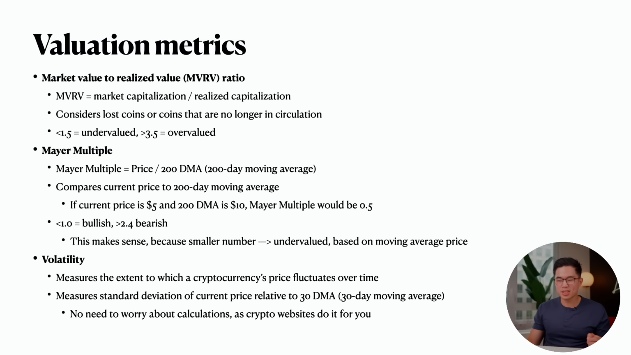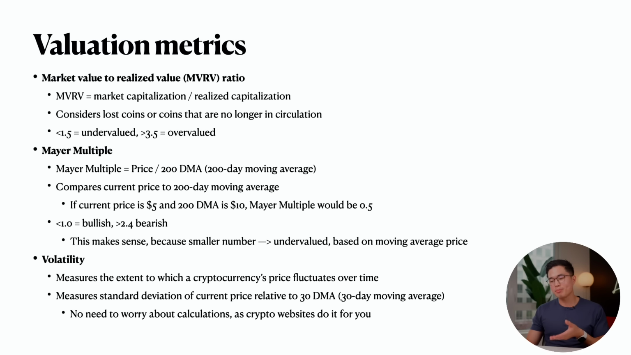The Mayer multiple, this is another one that's important, and it's basically the price divided by the 200-day moving average. So for example, if the current price is $5 and the 200-day moving average is $10, this means your Mayer multiple would be 0.5. Anything under 1 could mean that it's bullish, right? It could break out. And anything over 2.4 means that it could be bearish. This makes sense because if your Mayer multiple is smaller, it means that the current price is under the 200-day moving average. And if this ratio is over 1, this does mean that the current price is above the 200-day moving average. Volatility is also important, right?